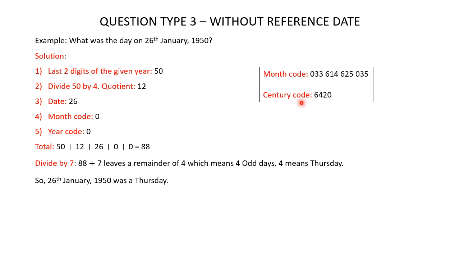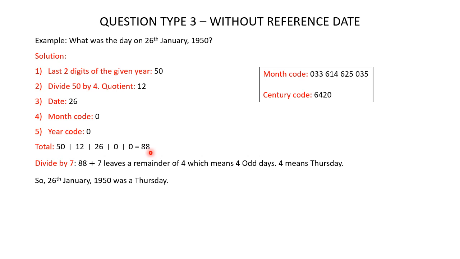So using the century code, you know that the code for the fourth 100 years of the set is 0. So the code for 1950 is 0. Now add all these numbers. So 50 plus 12 plus 26 plus 0 plus 0 is 88.